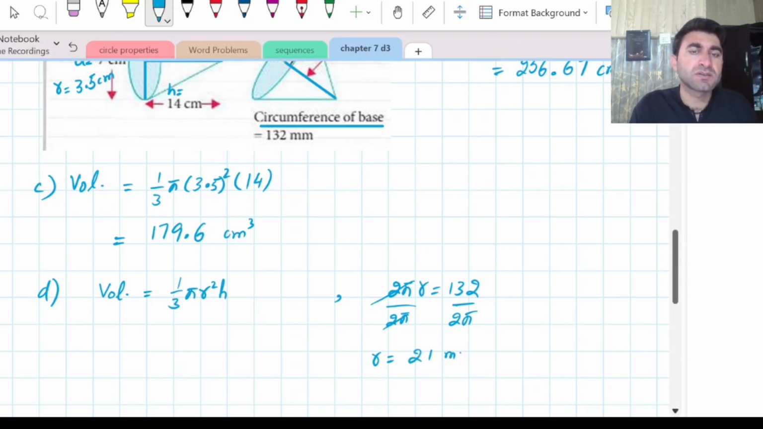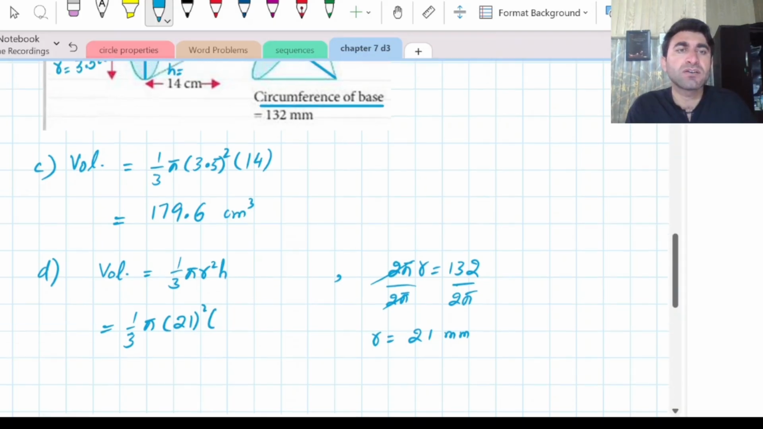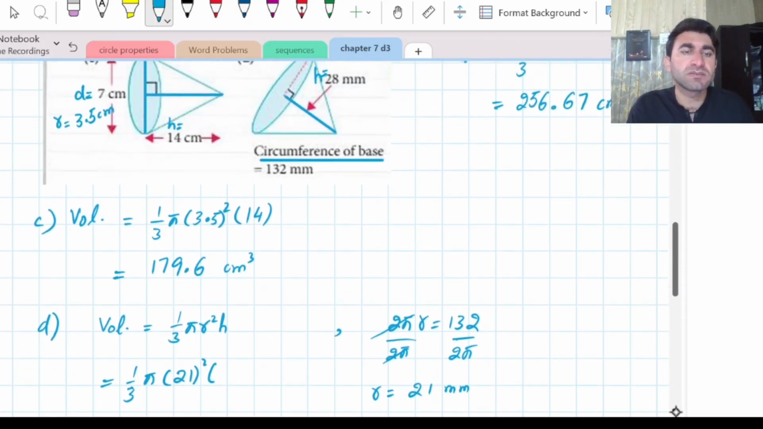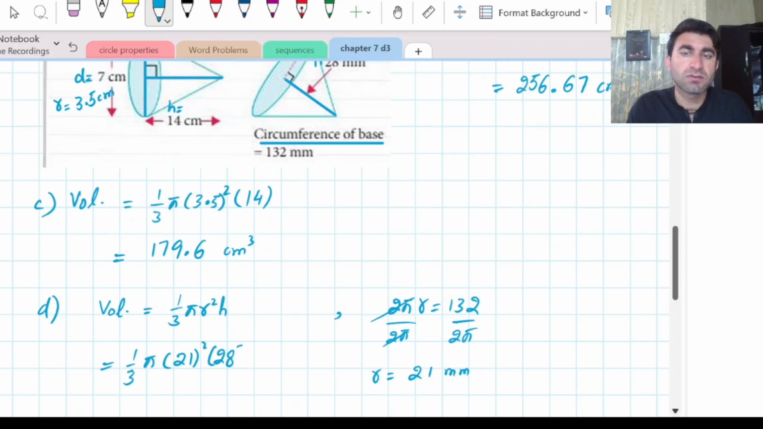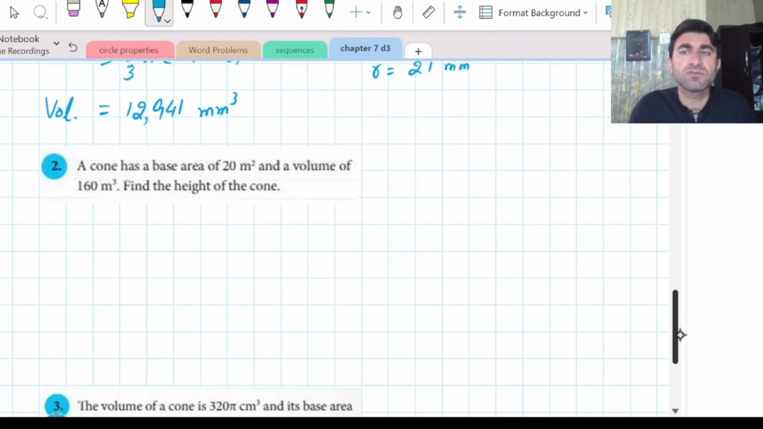It becomes 21 millimeters. So that is the value of radius, and now the volume shall become 1 upon 3 into pi into radius 21 millimeter square, and the height, we know height of the cone was 28 millimeters, and let us do the calculation using a calculator, and it becomes 941 millimeter cube. So that is the volume in part D. This was question number 1. Now let's move to question number 2.